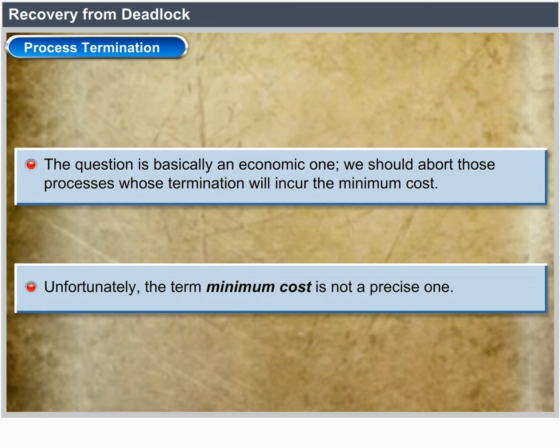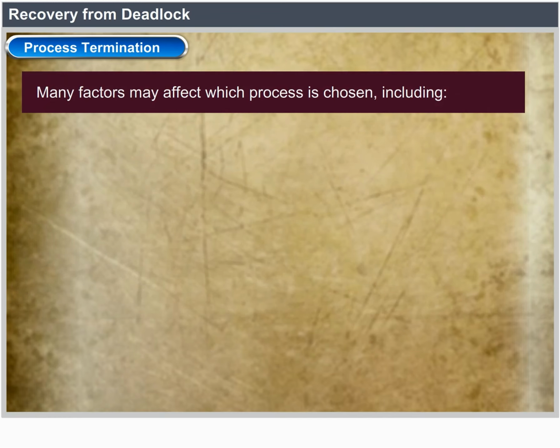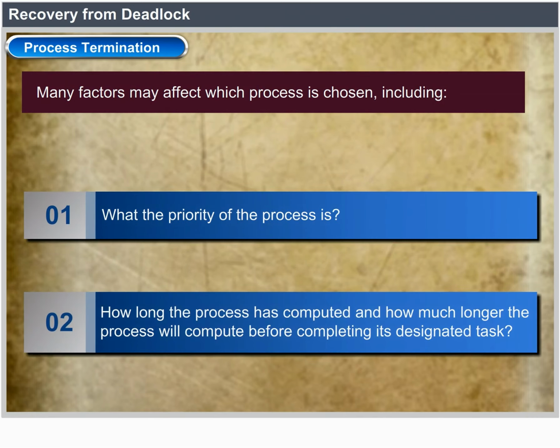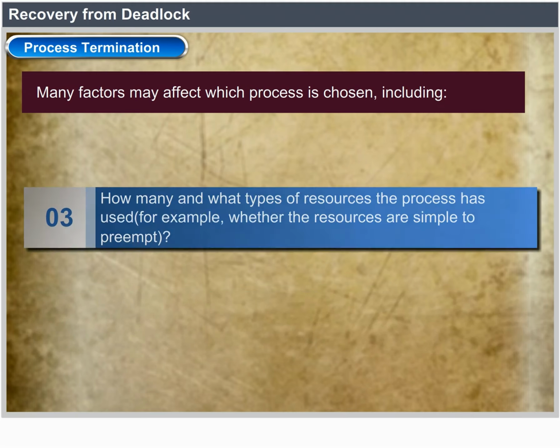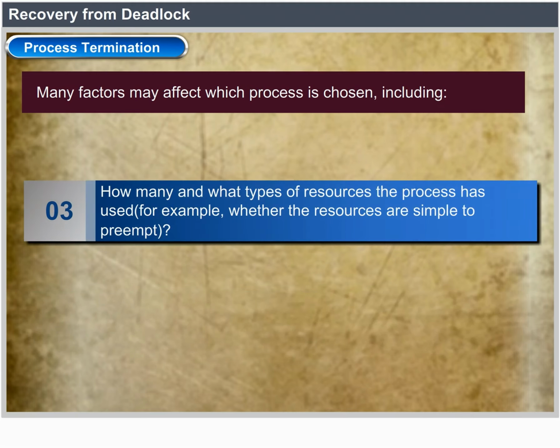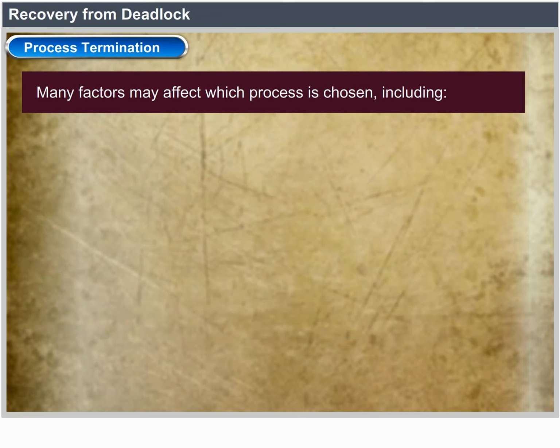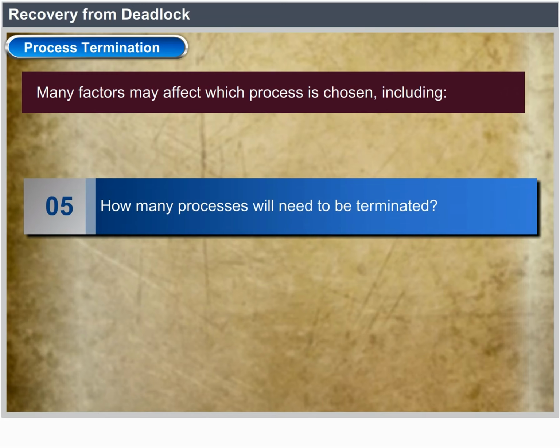Many factors may affect which process is chosen, including what the priority of the process is, how long the process has computed and how much longer the process will compute before completing its designated task, how many and what types of resources the process has used, for example, whether the resources are simple to preempt, how many more resources the process needs in order to complete, how many processes will need to be terminated, and whether the process is interactive or batch.